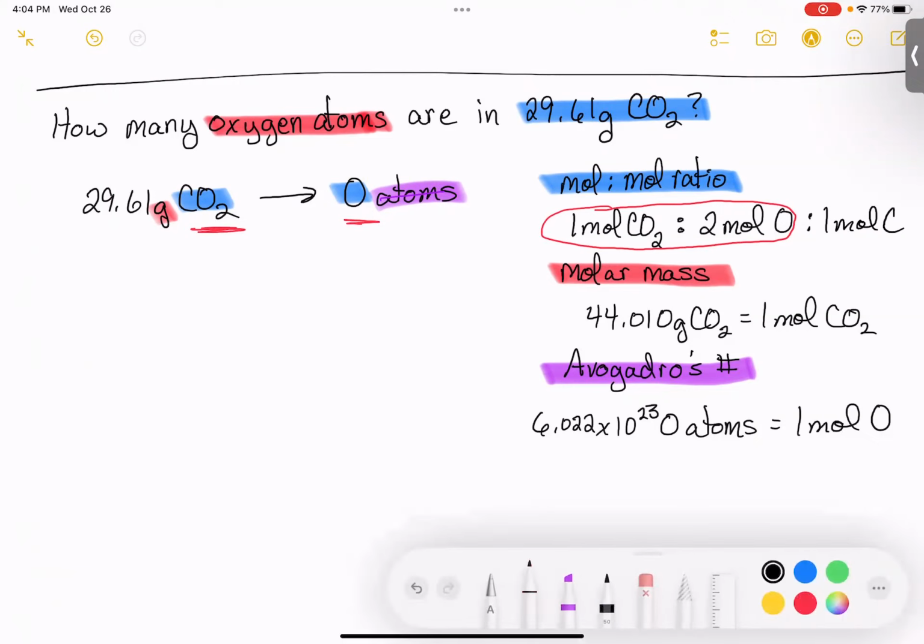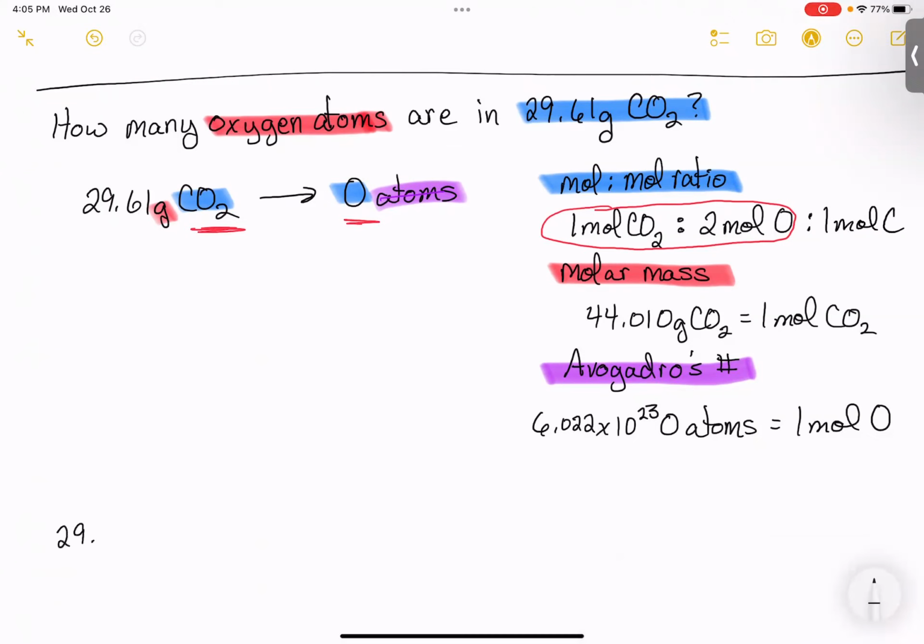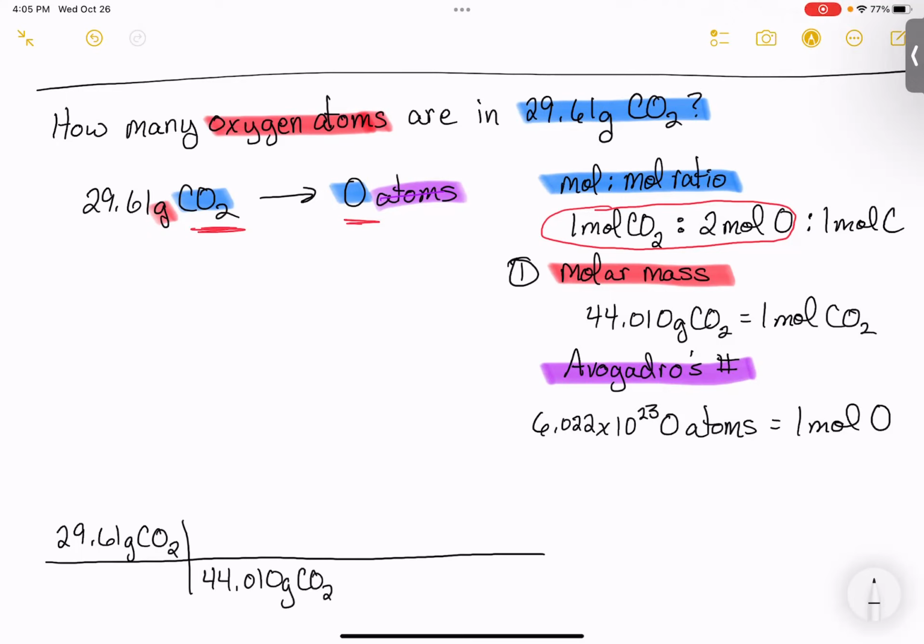So now to begin this calculation, I start with the 29.61 grams of carbon dioxide. My very first conversion factor has to have grams of carbon dioxide, so I'm going to use the molar mass as my first conversion factor. I'm going to place the 44.010 grams of carbon dioxide in the denominator with the 1 mole of carbon dioxide in the numerator. The grams of carbon dioxide were placed in the denominator because I needed the unit and the substance to cancel out.